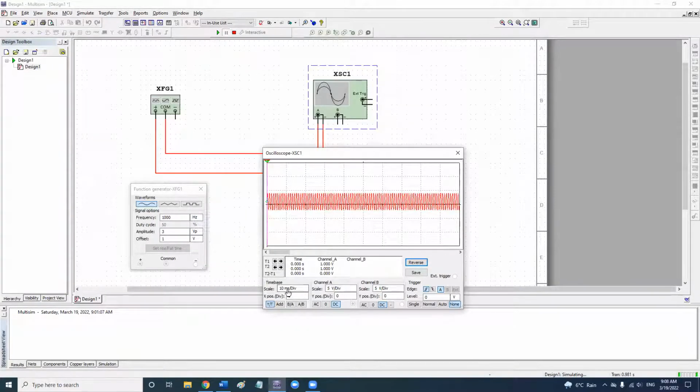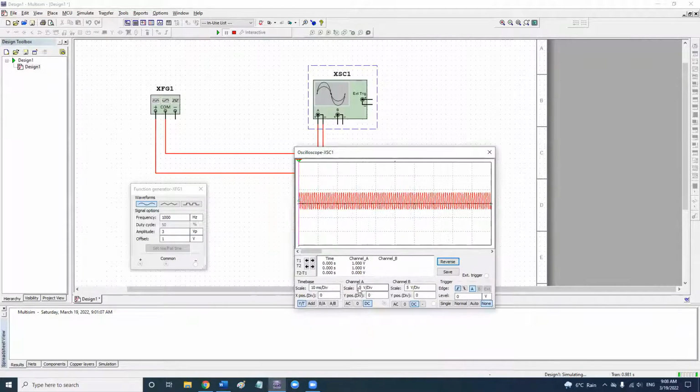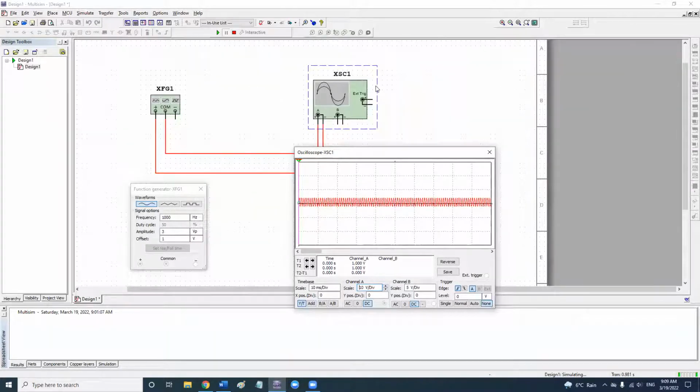Okay, but the next thing that is very important is the scale on the bottom. You have the time-based scale, channel A scale, and channel B scale. We are only using channel A, as you can see, so nothing to do with channel B here. When you adjust this one, say I go lower, you can see the wave get expanded, right? If I go higher, oh, someone has a question?